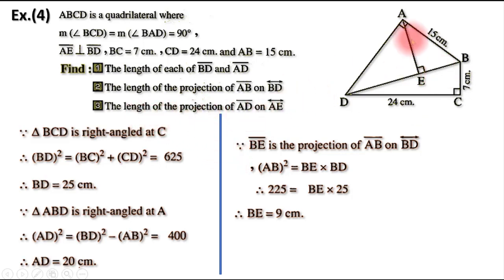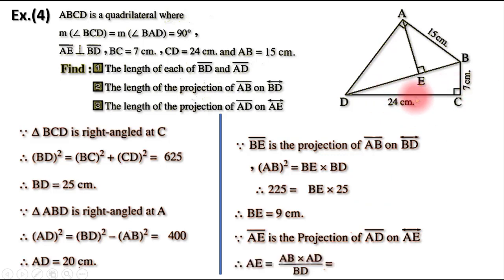And the length of the projection of AD on AE. The projection of the point A on AE is the point A, and the projection of the point D on AE is the point E. Then we need to find the length of AE. We can find the length of AE by Euclidean theorem, AB multiplying by AD over BD, which equals 15 times 20 over 25, which equals 12 centimeters.